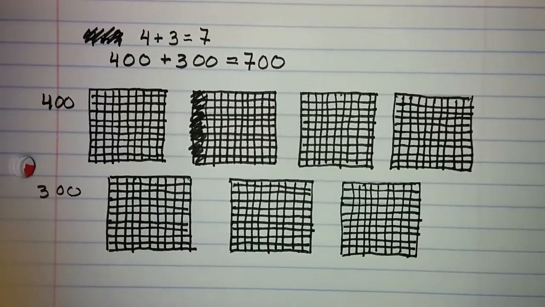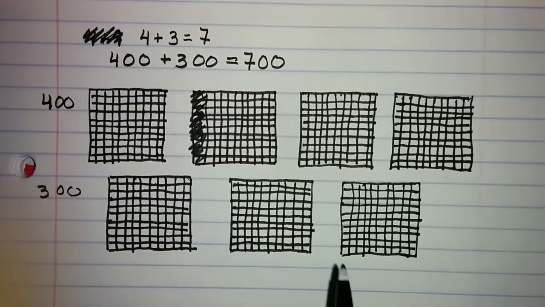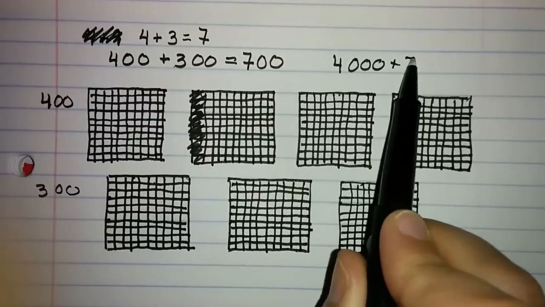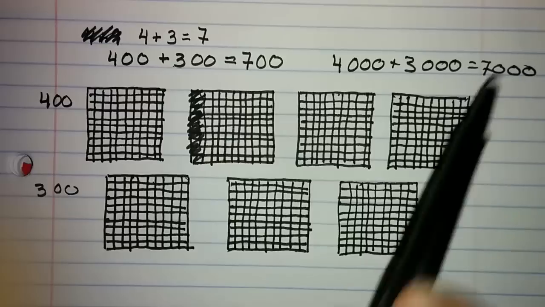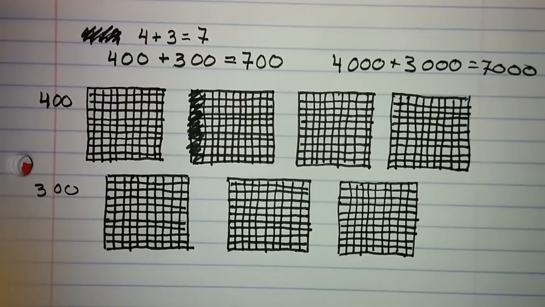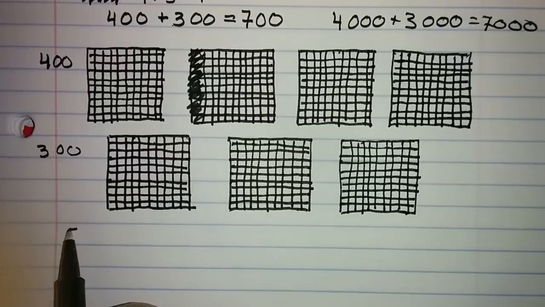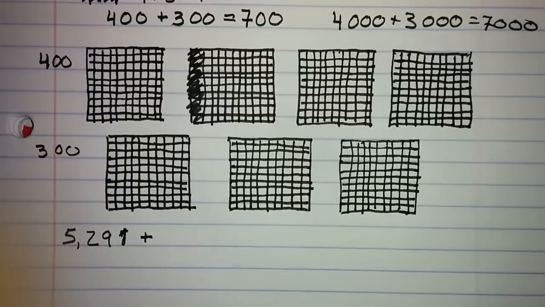I'm never going to draw a picture that looks like this again, but the same thing goes for all of the other place values. If we add 4 hundreds to 3 hundreds, we get 7 hundreds. If we add 4 thousands to 3 thousands, we get 7 thousands, and so on. Hey, this is pretty cool, right? Why? Well, let's look back at that number we saw at the beginning, 5,291. Let's suppose we'd like to add that to 2,305.